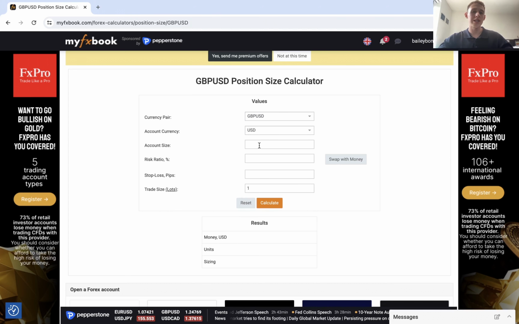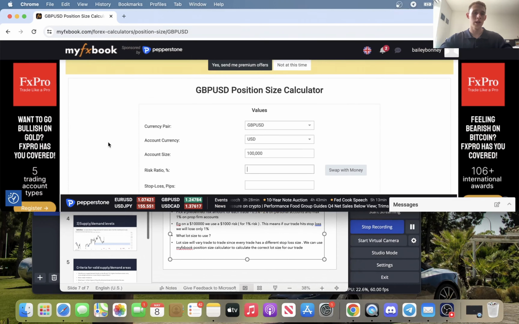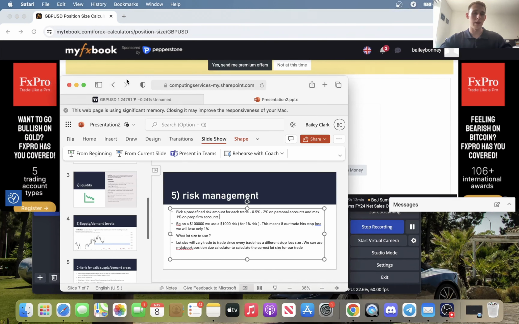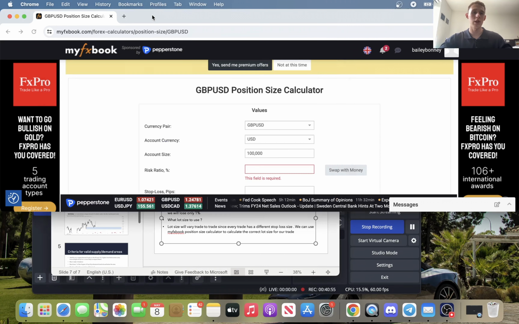Account currency, let's say it's $100,000. So we put in $100,000. Risk ratio, this is where we go back to the predefined risk. So for this example, we wanted to risk 1%. So in this area, we input 1.